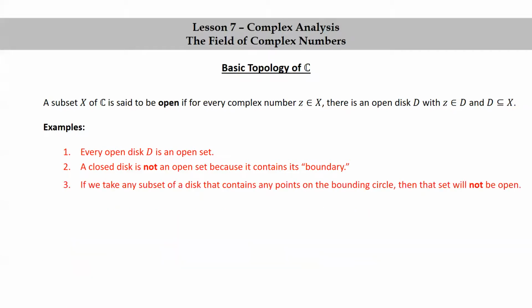And as a third example, if we take any subset of a disk that contains any points on the bounding circle, then that set will not be open for reasons similar to what we just did in example 2.